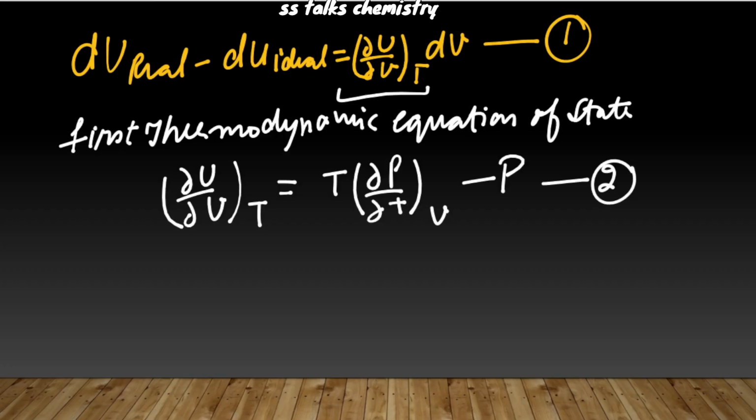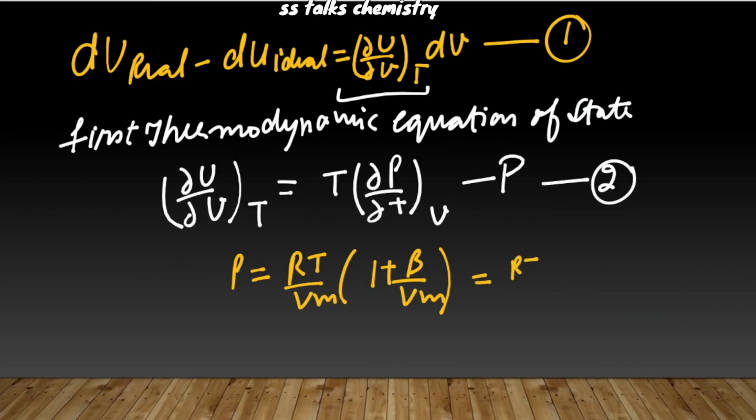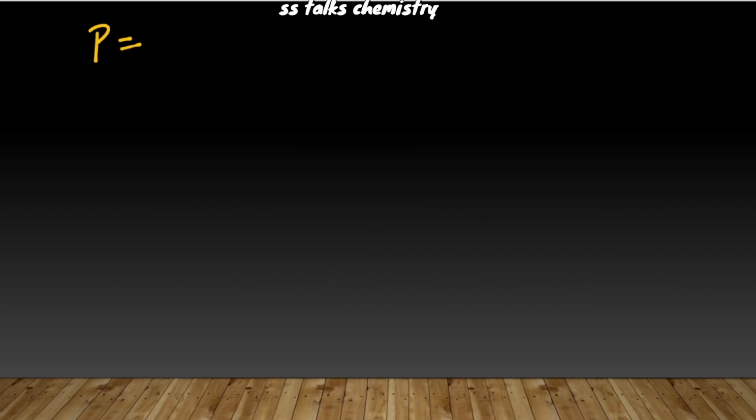Now with the equation which has been given to us, P is equal to RT upon Vm into (1 plus B upon Vm). Open this. It becomes P equal to RT upon Vm plus BRT upon Vm square. Now we need the value of (∂P/∂T) at constant volume.